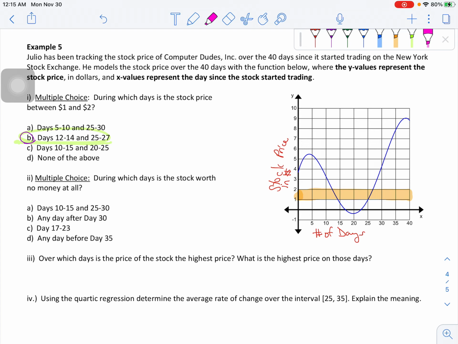So what we'd be looking at is this little portion of the graph that dips below the x-axis. This is where our function would be worth nothing. And that would be between, what is that, about day 16, 17 to day 22-ish? Let's see. So I guess day 17 to day 23 would be the approximate answer there.